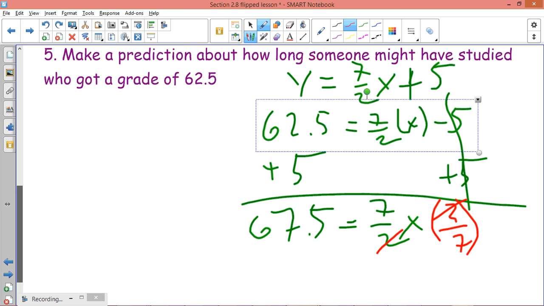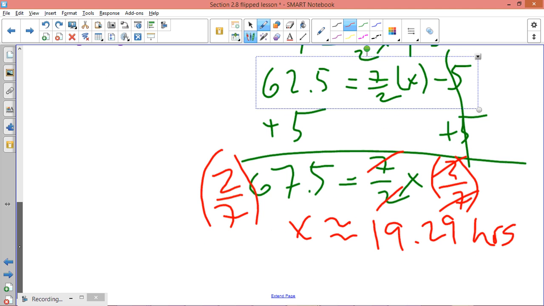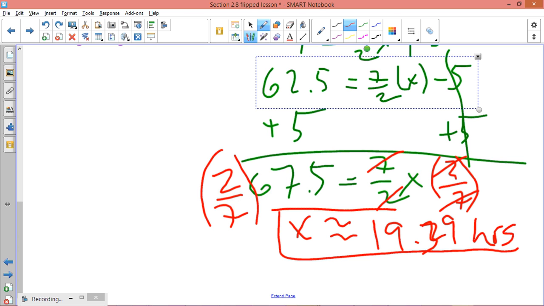Those are going to reduce to 1. And then I'm going to do the same thing, times 2/7. I'm going to use the calculator to help me there again. So 67.5 times 2, and then divided by 7, gives me x is approximately 19.29 hours. And I will just leave it like that. In fact, let's just round to 19.3 hours.